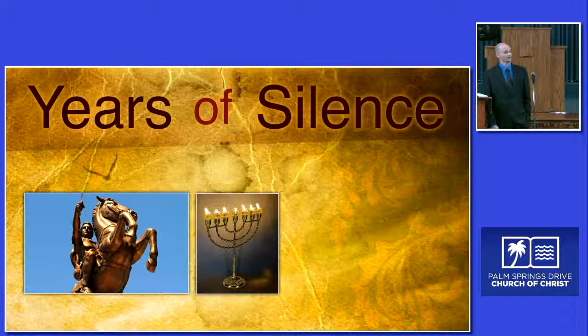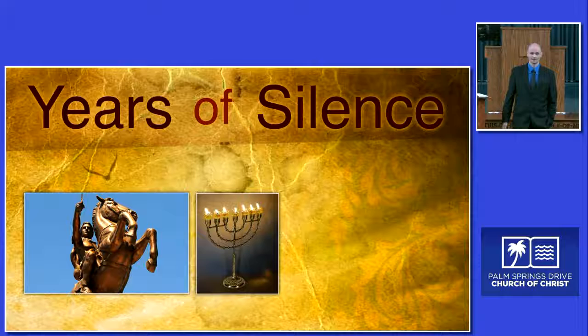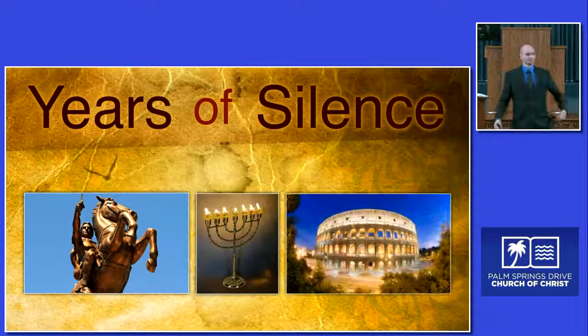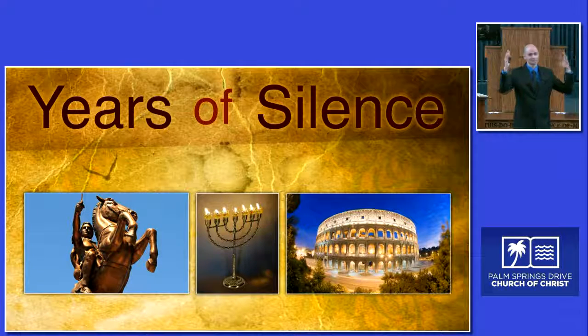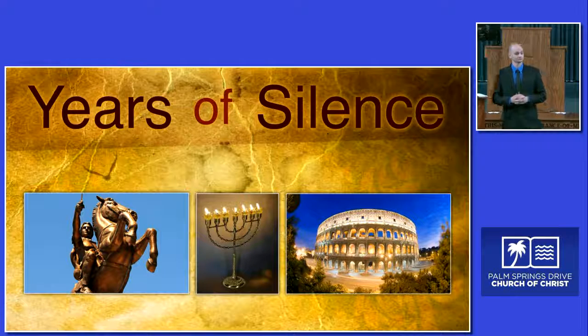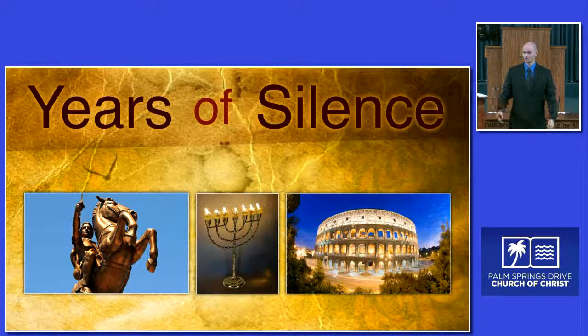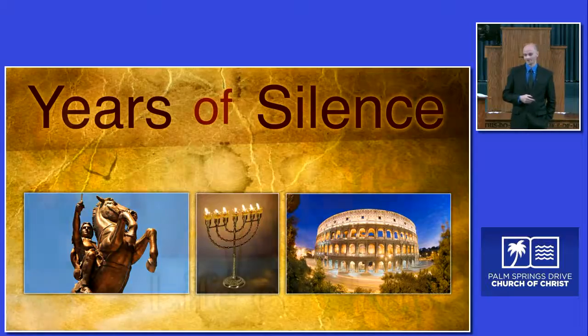And then Greece fell to what empire? Rome. Fell to Rome. And then in the fullness of the times, God sent forth His Son, born of woman, born under the law, that He might redeem those who are under the law, that we might receive adoption as sons. Galatians 4, verses 4 and 5. So that's obviously the next period, which is the life of Christ.